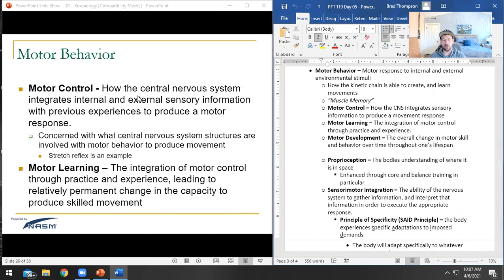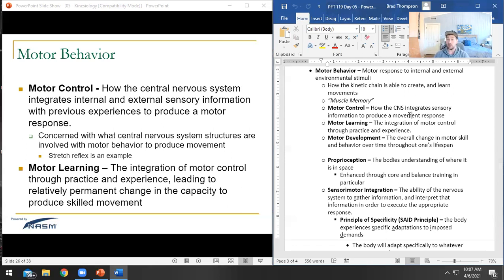So motor control is how your central nervous system is integrating information to produce movements, okay? How it is taking in sensory information and executing the appropriate response. That's your motor control, right? Wow, that weight's really heavy. I need to generate this much force, right?